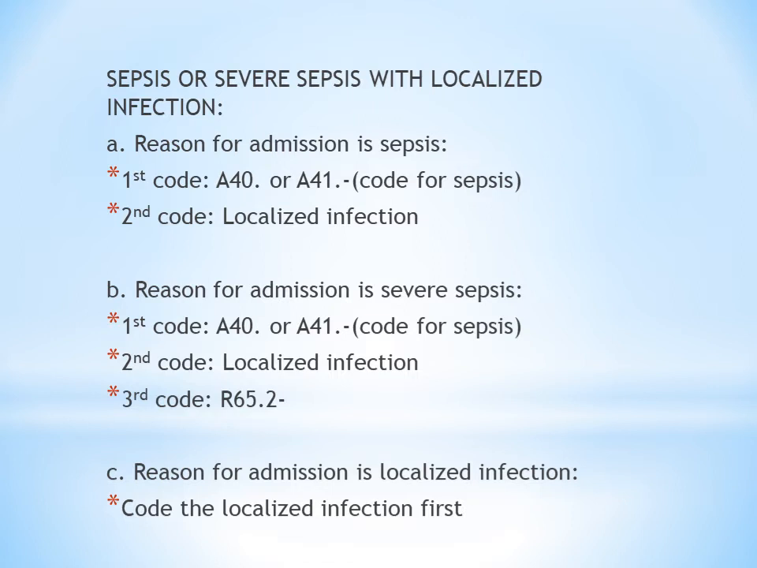Then C, reason for admission is localized infection, that is, the patient comes to hospital with a localized infection, and after admission he develops sepsis or severe sepsis. Then the first code will be the code for the localized infection, and the second code will be sepsis. If it is severe sepsis, the third code will be the code for severe sepsis, R65.2.